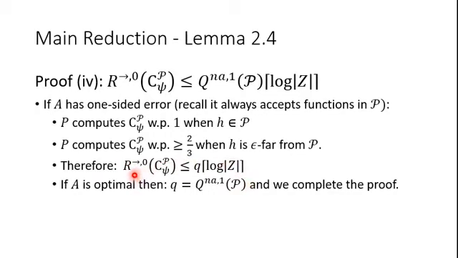It's the same thing. We have a one-way protocol with one-sided error, and its complexity is less than or equal to Q times the upper bound on the number of bits per message. And of course, once again, if A is optimal, then we can plug in Q equals the non-adaptive one-sided query complexity, and then once again we complete the proof that we were looking to obtain.